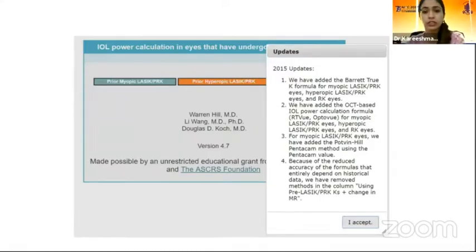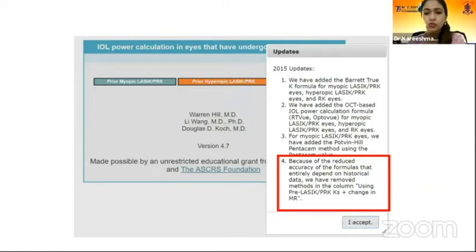So this is the calculator that I have used and what I have got most accurate results with. Once you click on it, it shows you the option of prior myopic LASIK or PRK, prior hyperopic LASIK or PRK, and also prior RK. And with each update that it undergoes, it tells you what it has changed in the formula, what formula it is no longer using, and so on and so forth.